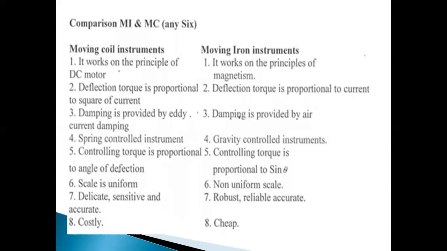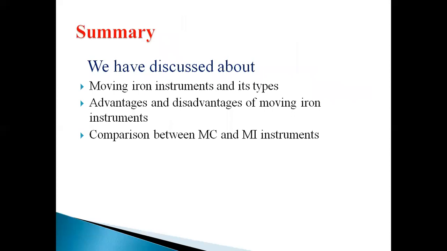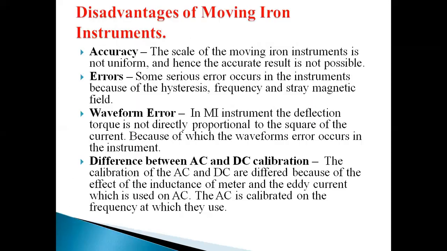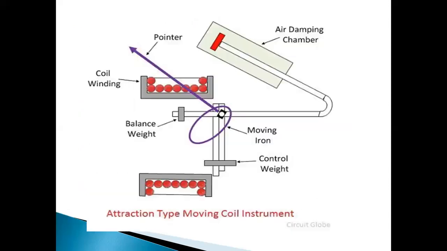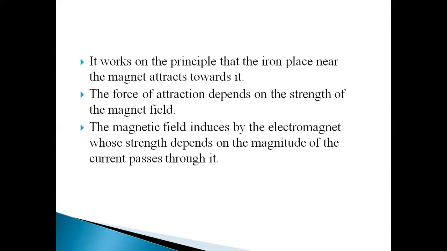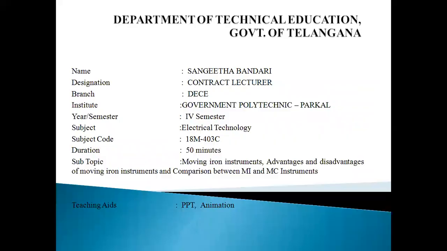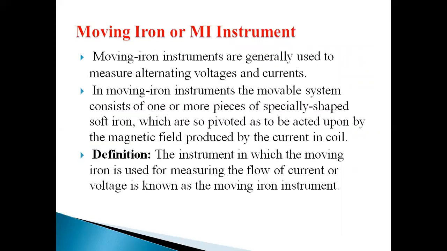Moving coil instruments can be used as ammeters, voltmeters, ohm meters, and galvanometers. Whereas moving iron instruments can be used as ammeters, voltmeters, and wattmeters. So with this, the comparison has been completed. Let's move on to the previous slides so that we can recall our topic, what we have discussed now. So we have discussed moving iron.